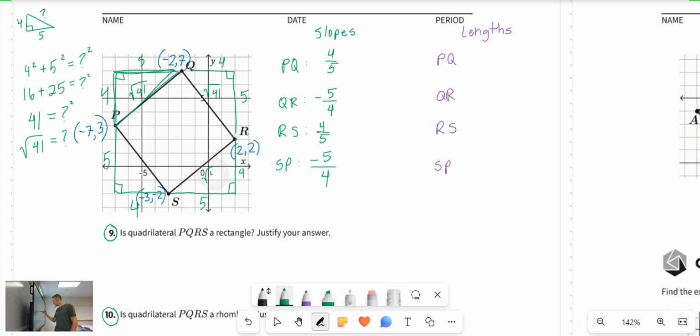The square root of 41 is that length, and the square root of 41 is that length. So let's go over to our lengths as well. Sorry, it should be over here. Root 41, root 41. That didn't work. Root 41, root 41, and root 41. So those are our lengths.